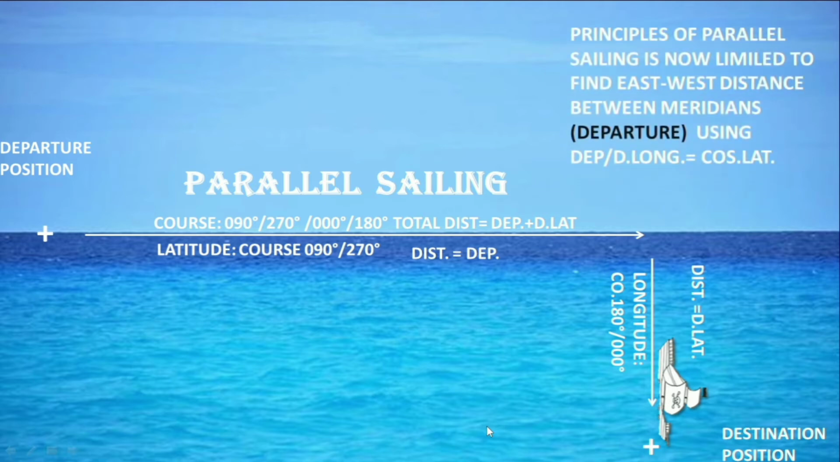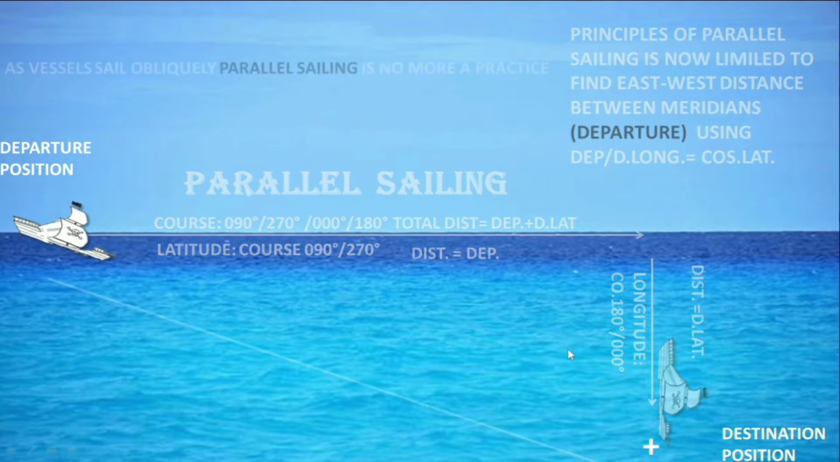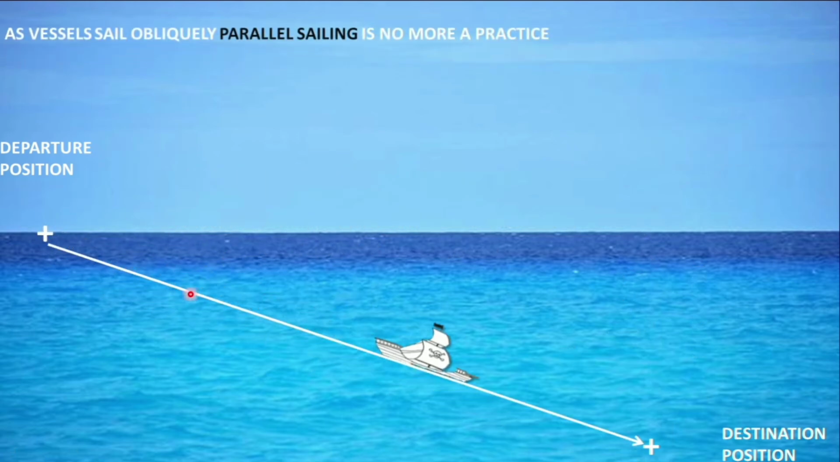Now, the principles of parallel sailing are limited only to calculating your departure, that is the distance, east and west distance between two meridians, using the parallel sailing formula: departure by d long is equal to cos of latitude. As vessels today sail obliquely from one position to another, parallel sailing is no more in practice.